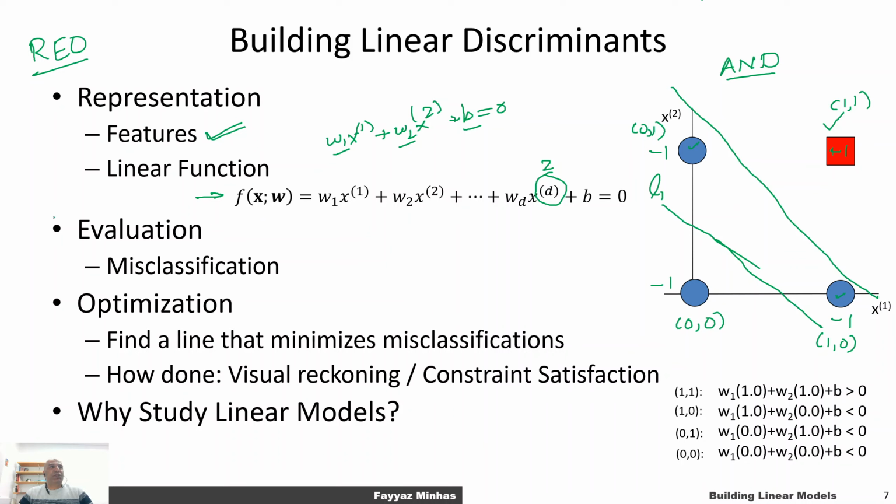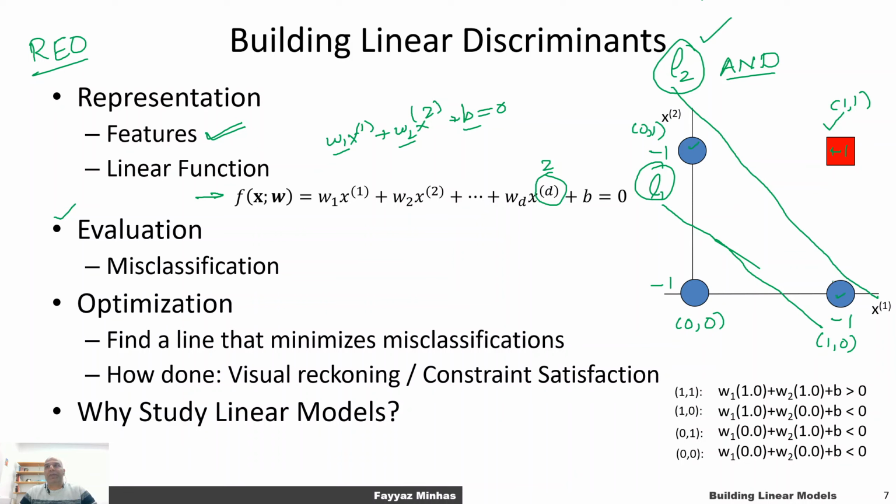In terms of evaluation, which is the second step, we are using misclassifications. And the third step is optimization. We are interested in finding a line that minimizes the number of misclassifications. So this line, let's call this line L2. L2 produces fewer misclassifications than L1. Therefore, this is a better classifier over this particular training data set in comparison to L1.